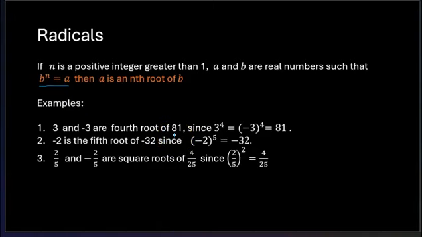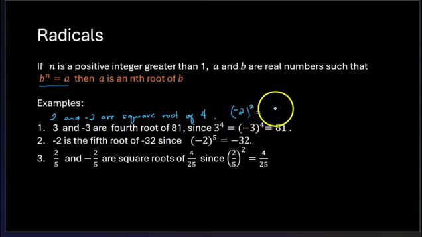Similarly, let me give a simple example also, that 2 and negative 2 are square roots of 4. So why do I have 2 square roots for 4? Because negative 2 squared is just the same as 2 squared, which is equal to 4. Hence, 2 and negative 2 are square roots of 4. Take note, we are not using the radical sign here. I'm just trying to define what we mean by a square root.